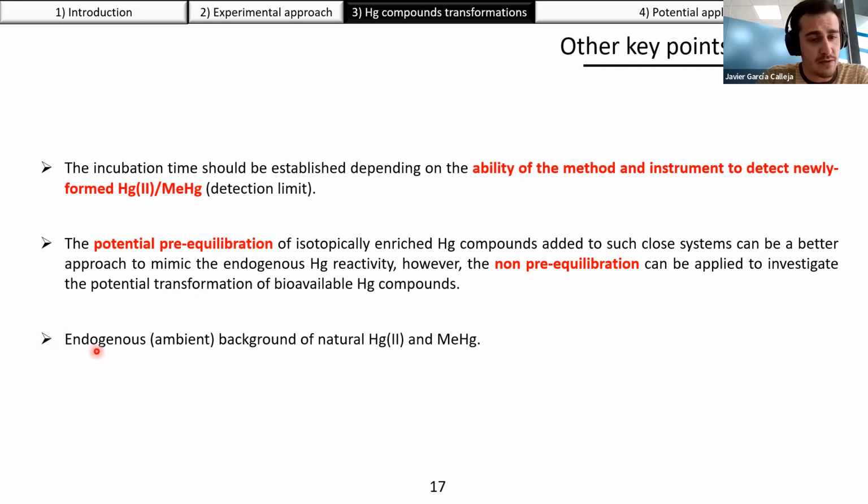But also it's important to point out the endogenous background of natural mercury. For example, if we have a sample that contains like 2 ppb of inorganic mercury, you cannot add 1 ppt of your enriched spikes, because first of all, it's important to put the isotopic enriched spikes at the same level of the endogenous background, but also you won't see any transformation because of these differences.